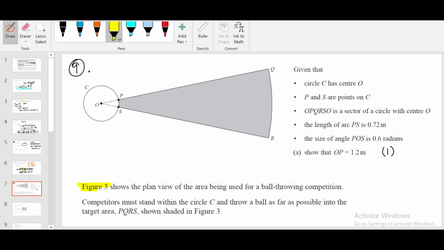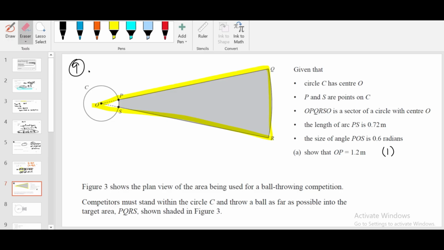Figure 3 shows the plan view of an area being used for a ball throwing competition. Competitors must stand within the circle C and throw a ball as far as possible into the target area PQRS, shown shaded in the figure. Circle C has center O. P and S are points on C. OPQRSO is a sector of a circle with center O. That's a bigger circle maybe.